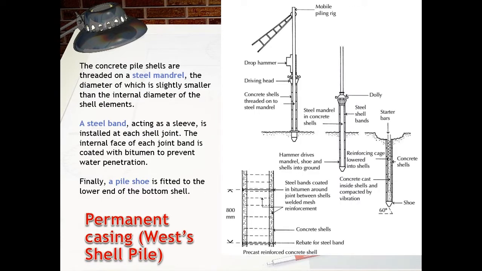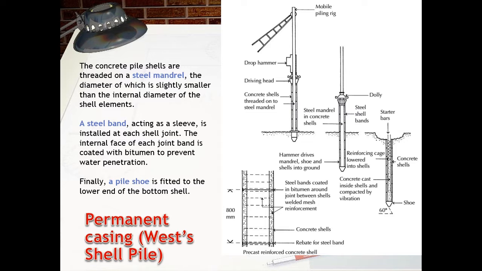The installation for the shell pile. First, the concrete pile shells are threaded on a mandrel, the diameter of which is slightly smaller than the internal diameter of the shell element. A steel band acting as a sleeve is installed at each joint. The internal face of each joint band is coated with bitumen to prevent water penetration. Jadi dekat setiap shell tu, sambungan dia kita akan letak sleeve ataupun steel band ni lah untuk sambungan.